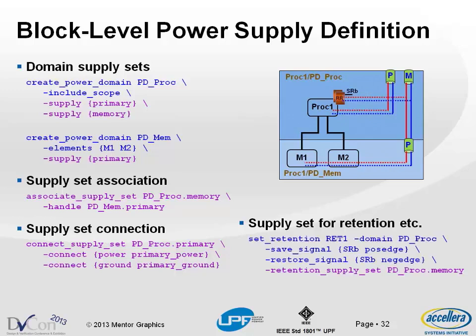And then finally, when I specify that I want a retention register here, I can use retention supply set here, pdproc.memory. So I'm going to route the pdproc.memory supply set directly in to power that retention register. So you can see this becomes a little bit simpler. The supply nets are still there, but they're all bundled inside of supply sets. There are fewer commands to write. There's more automation. This is one of the major things that's going on in 2.0.